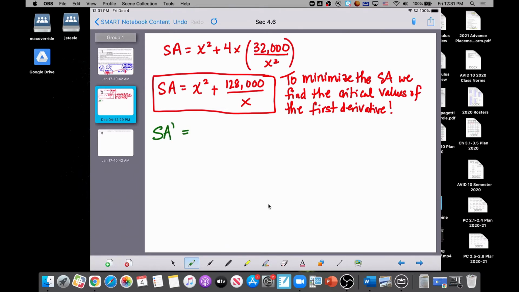is going to be 2X plus, and then in the second term, that's really 128,000 times X to the negative 1 power. If I bring the negative 1 power down, that's going to be negative 128,000 X to the negative 2, which means over X squared. Here's my first derivative, and this is going to be equal to 0 when the numerator is equal to 0.